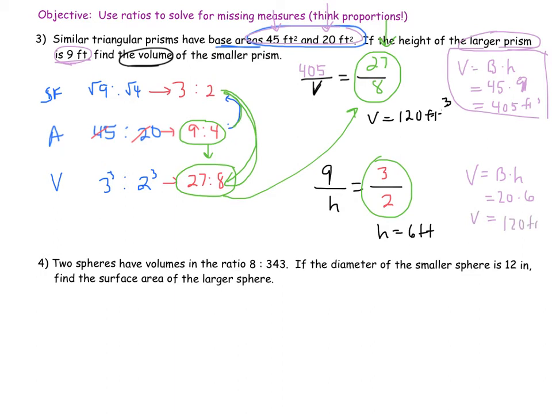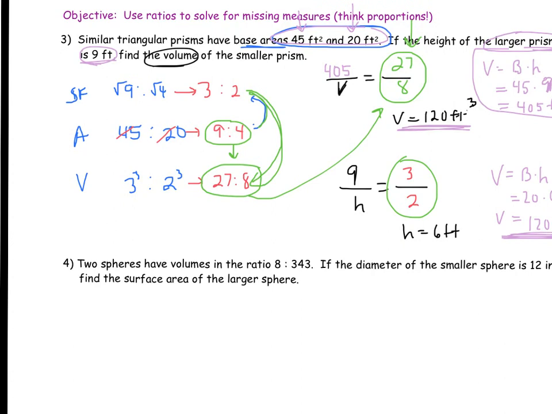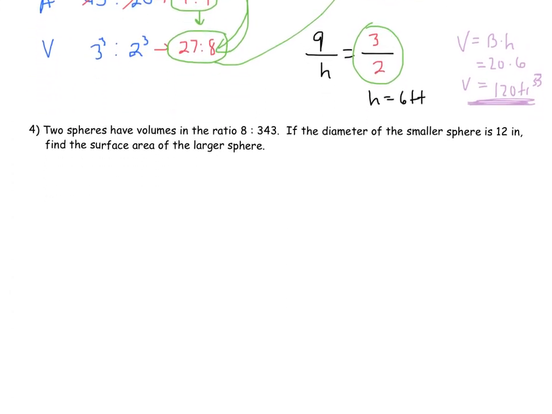120 cubic feet. And indeed, that was exactly what we got when we solved it the other way. The difference is that I did a calculation at the end, whereas here I did the proportion at the end. Two equally good ways of solving it. Pick which one makes more sense to you. And let's try the fourth one.